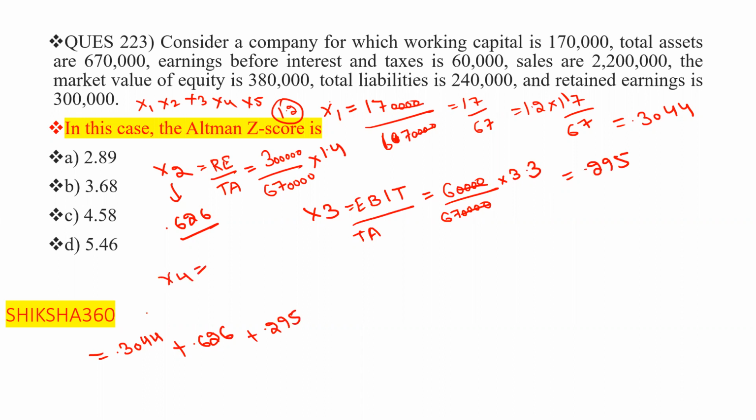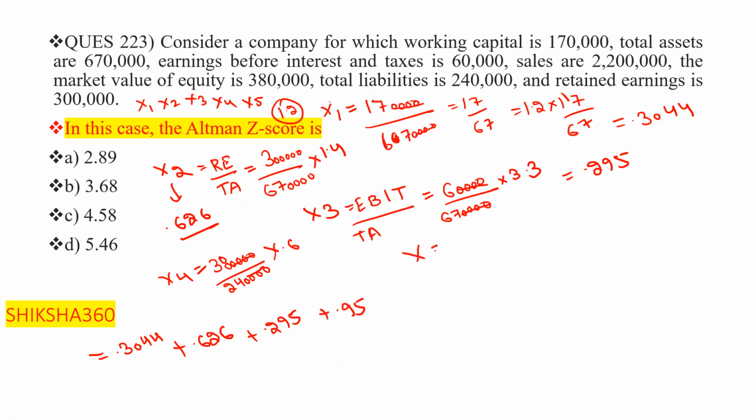Now next one is x4. So what is the value of x4? That is market value of equity upon total liabilities. Market value of equity is 3,80,000 upon total liability 2,40,000. Multiplying factor here is 0.6. So 38 divided by 24 into 0.6, which we will get as 0.95.